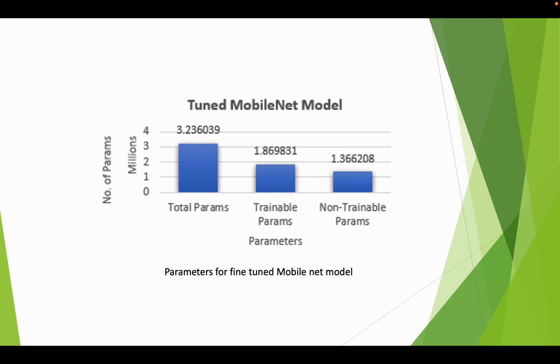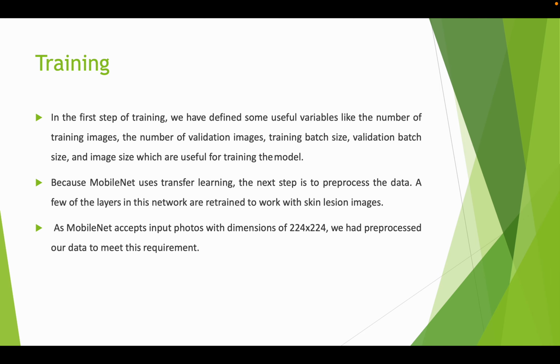I took 1.8 million trainable parameters and non-trainable are 1.3 million. So for the training part, in the first step, we have defined some useful variables like the number of training images, the number of validation images, the batch size, the validation batch size, and image size, which are useful for the training of the model.